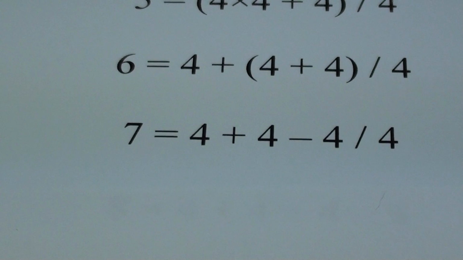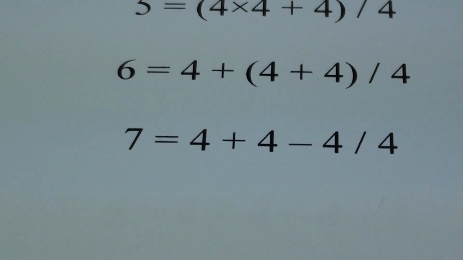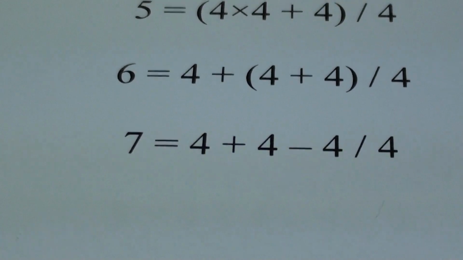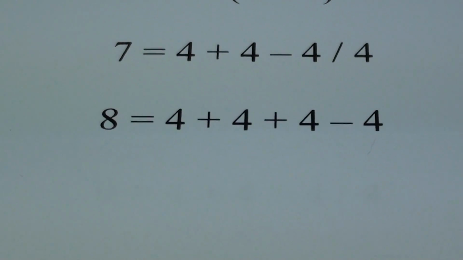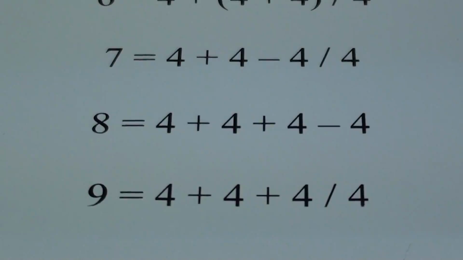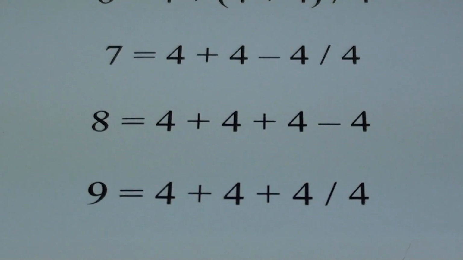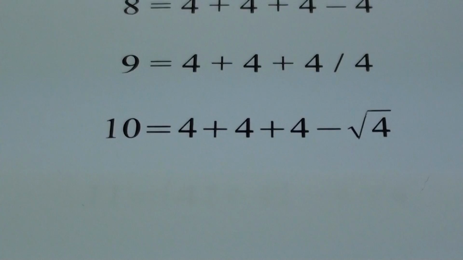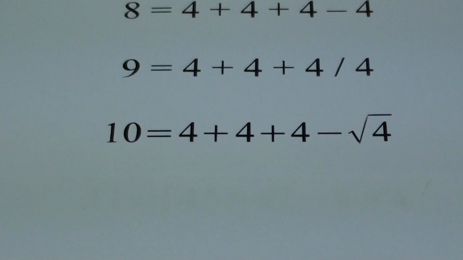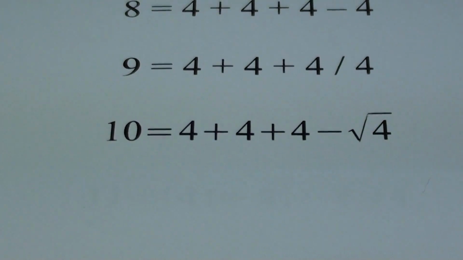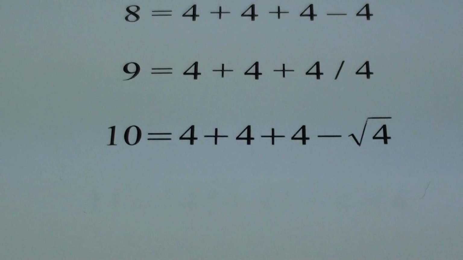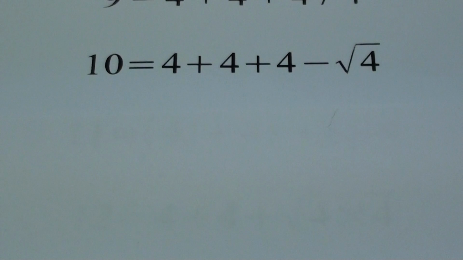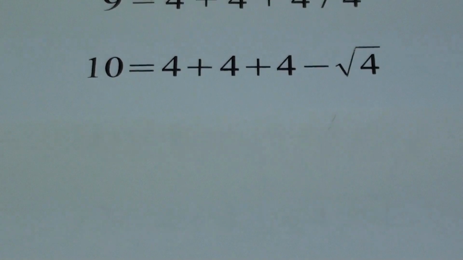7 is also an easy one. You have 4 plus 4, which makes 8, minus this 4 divided by 4, which is 1, so that makes 7, of course. 8 is not very difficult. 4 plus 4 plus 4 minus 4. 9 is not difficult either, and you can even notice the similarities between 7 and 9. I did struggle a lot to find 10 before reaching this very simple solution. So 4 plus 4 plus 4 makes 12, and the square root of 4 is 2, so 12 minus 2 makes 10. And now one of the hardest ones, 11.